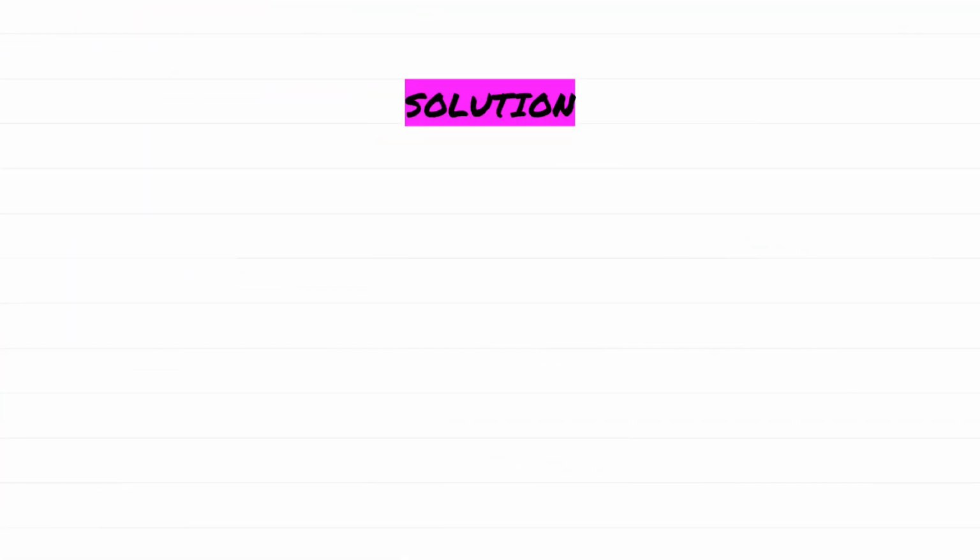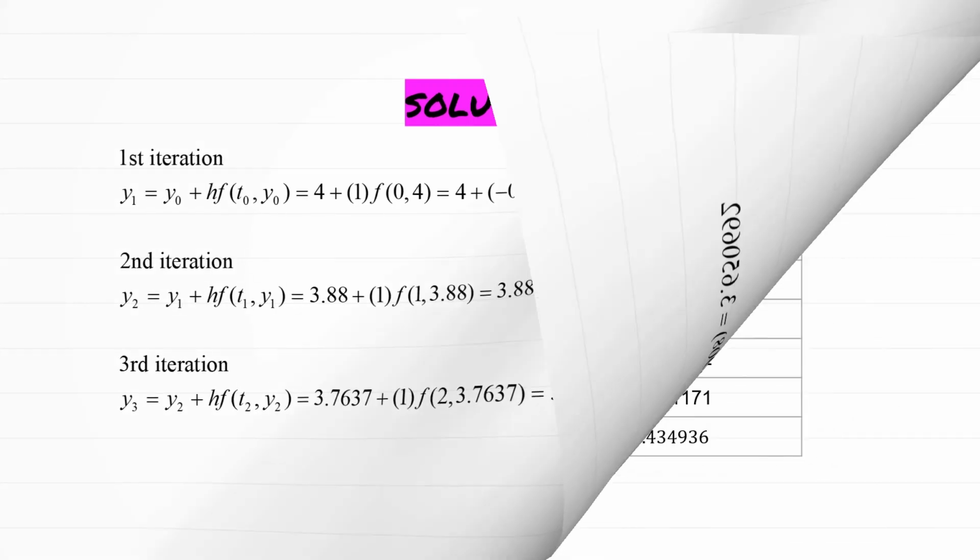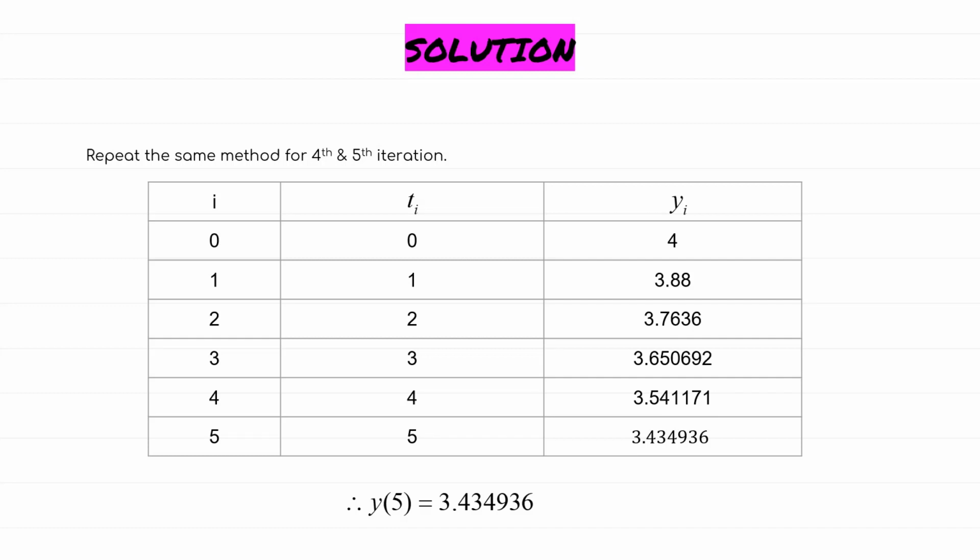By the formula, we solved the problem. The first iteration, we get 3.88. The second iteration, we have 3.7636. And the third iteration, we have 3.650692. We repeat the same method for the fourth and fifth iteration. For the fourth iteration, we get 3.541171, and the fifth iteration, we have 3.434936. So, y when t equals 5 is 3.434936 mg.